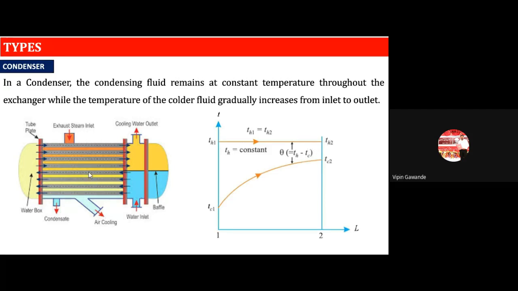The second fluid is the cold fluid, which is flowing through the tubes. This cold fluid will absorb the latent heat from the steam, and now its temperature goes up. So TC1 is the inlet temperature of the cold water, while TC2 is the exit temperature of this cold water. So this is the temperature diagram for the condenser.